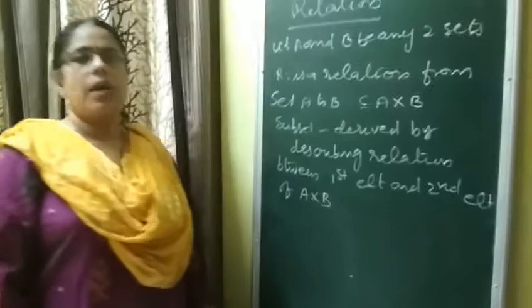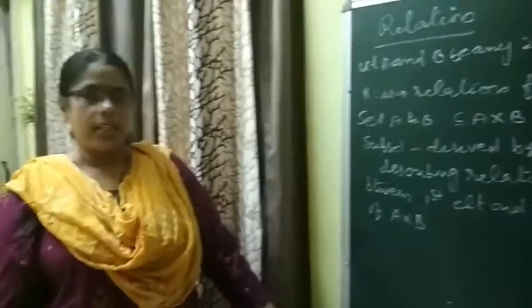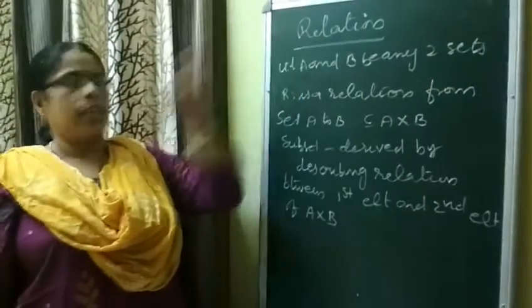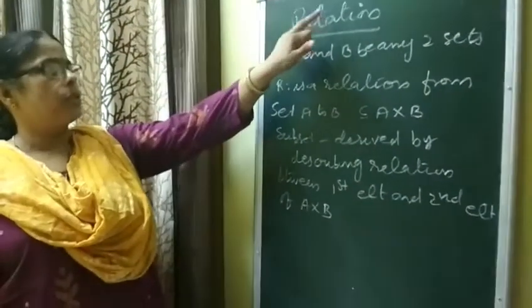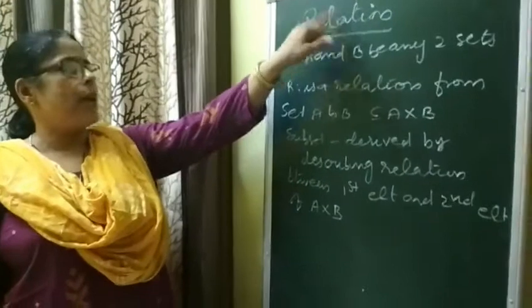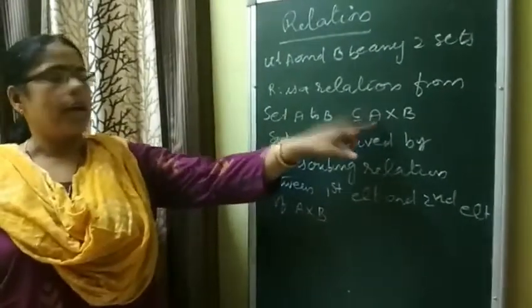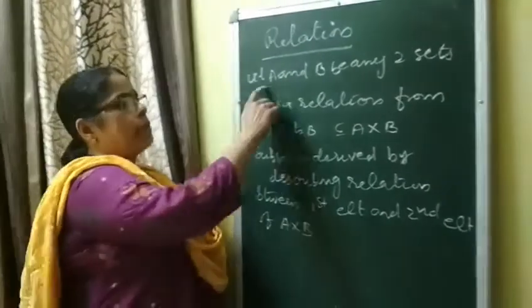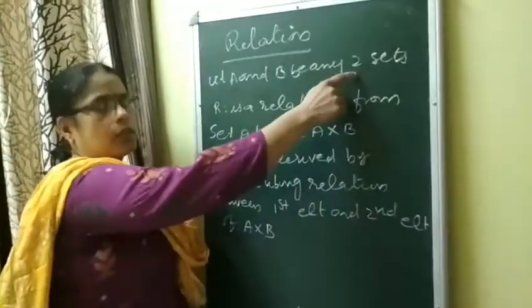In the last class we discussed the Cartesian product. Today we are going to learn about the topic of relation. For explaining relation, the basic topic is the Cartesian product. First of all, I will explain its definition. Let A and B be any two non-void, non-empty sets.